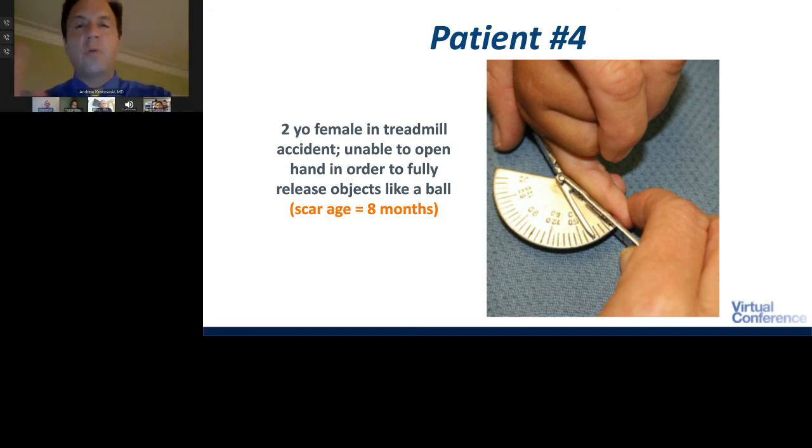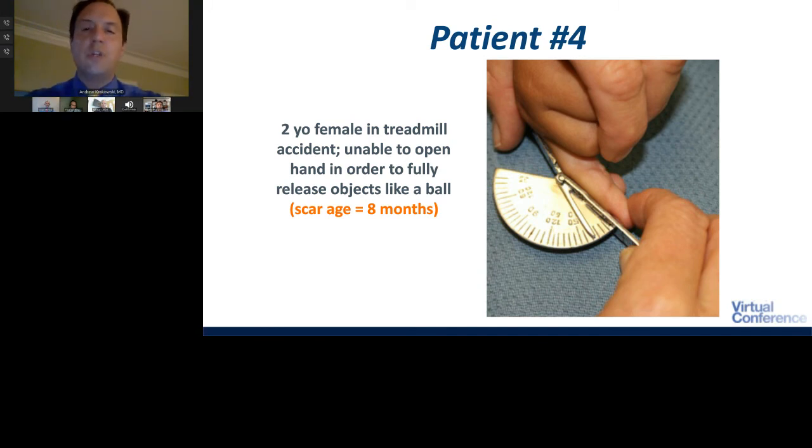This child was showing right-handed dominance until she got her hand caught in a treadmill accident and degloved her 3rd and 4th finger. Plastic surgery, to use Pete Shoemaker's expression, did the heavy lifting. They grafted her and put some skin back onto her little fingers. Unfortunately, the graft does what it does, and it contracted.